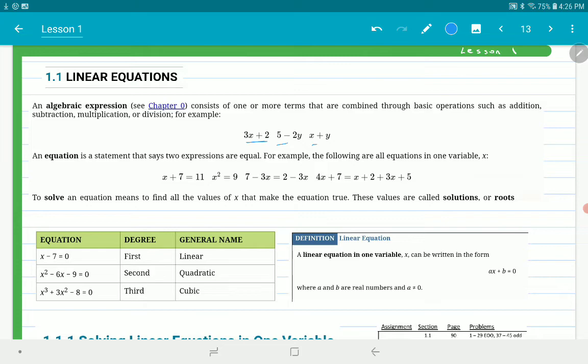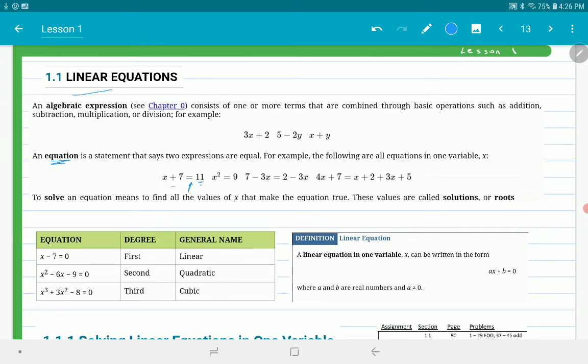Now, if I take two algebraic expressions, say I take this guy, and I put an equal sign between them, well, now that's an equation. So that equal sign with two algebraic expressions, one on each side, makes it an equation. Even though in this example I have just an 11 on the right-hand side, that is an algebraic expression. An algebraic expression is one or more terms combined through basic operations such as addition, subtraction, multiplication, division. This is one term on the right and two terms on the left. So an equation is just an equal sign with algebraic expressions on both sides.